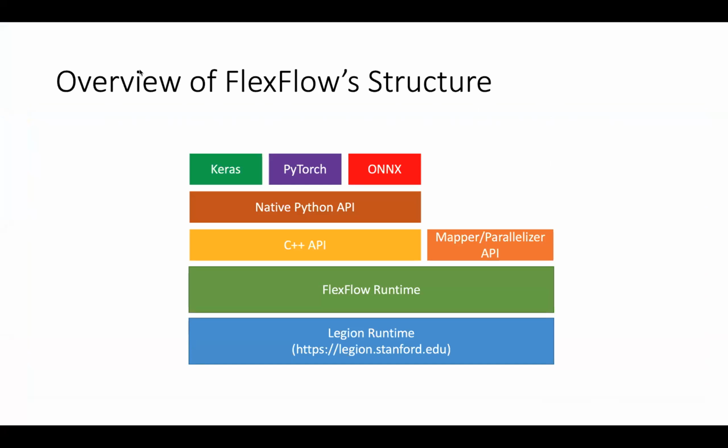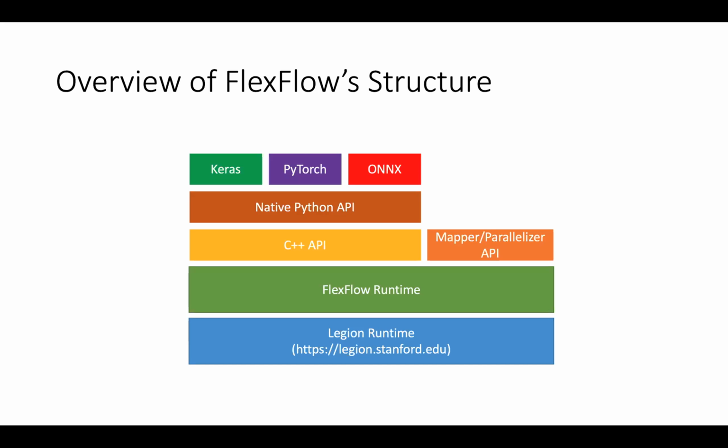The FlexFlow is built on top of the Legion runtime. Legion is a task-based program system developed by researchers in Stanford University, NVIDIA, and Los Alamos. The major component of the FlexFlow is the FlexFlow runtime, which is developed with C++. And on top of the runtime, we have this orange bar called mapper or parallelizer interface. It allows users to provide any customized parallelization strategy in the SOAP search space.